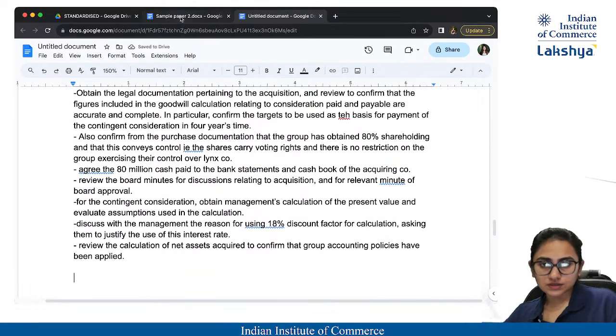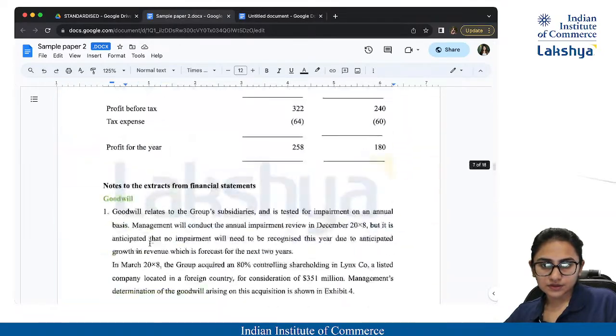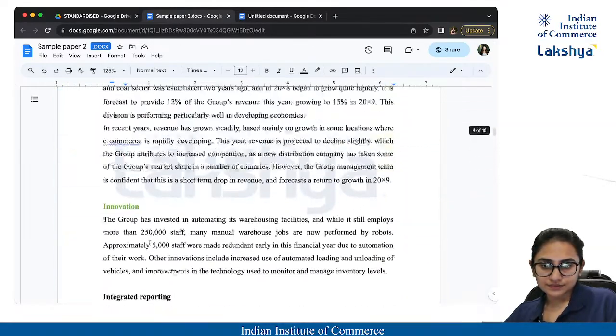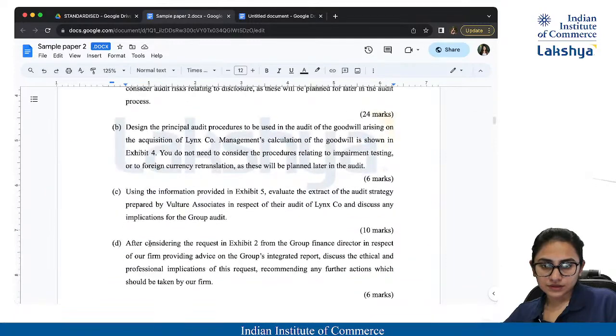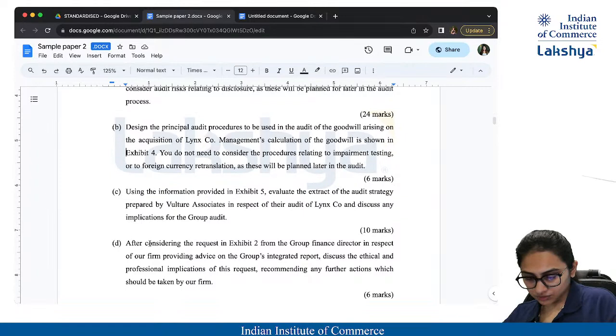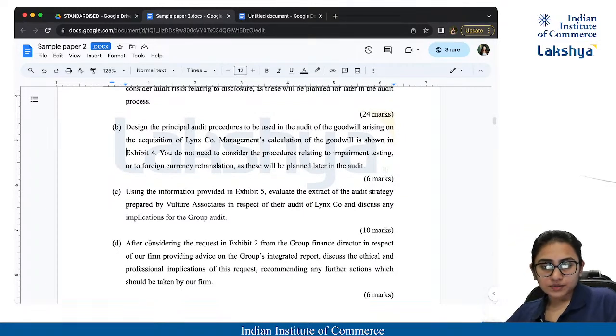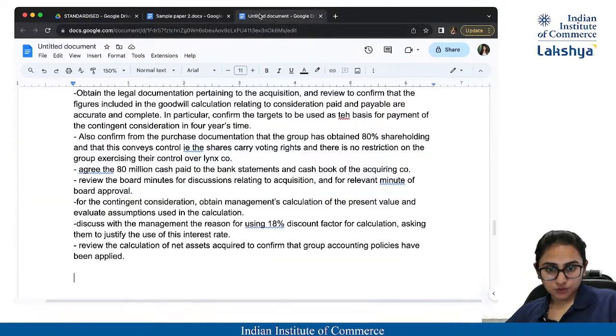Okay, so this is done, B part. Then C part: using the information provided in Exhibit 5, evaluate the extract of the audit strategy prepared by Vulture Associates in respect of the audit of Links Company and describe any implications for the group audit. So go to Exhibit 5.